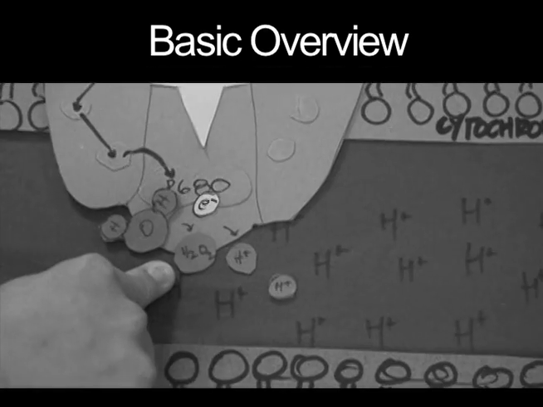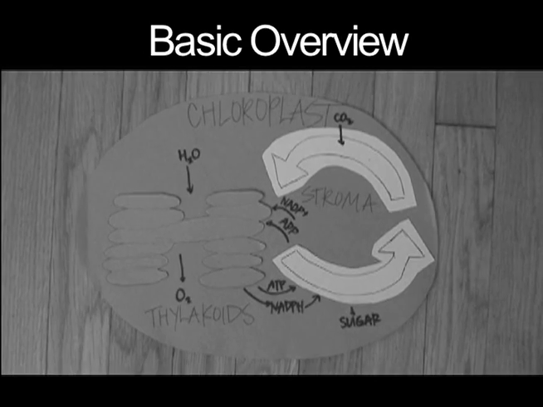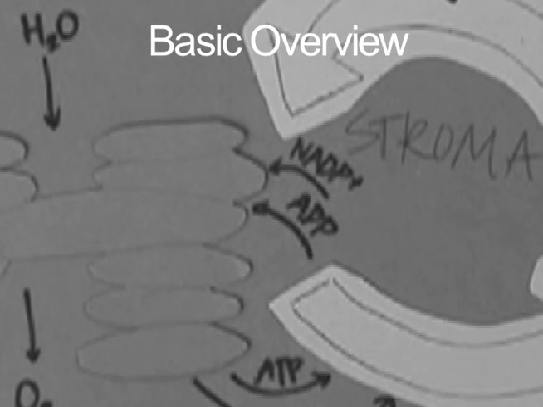Here's a basic overview. The light reactions use water to make ATP and NADPH, which the Calvin cycle uses to make G3P. The Calvin cycle then recycles ADP and NADP+ back to the light reactions so it can continue the cycle.